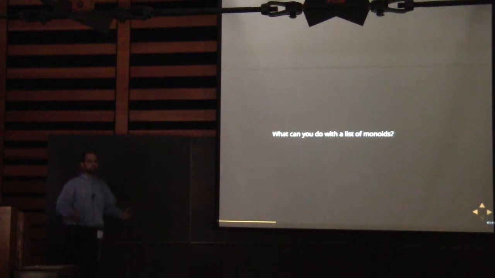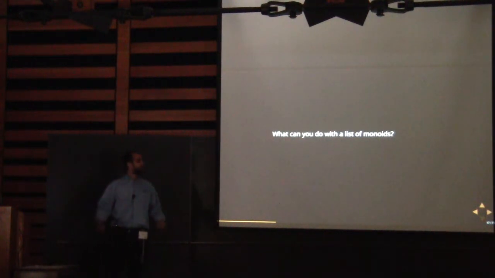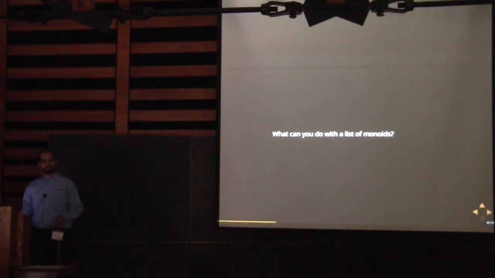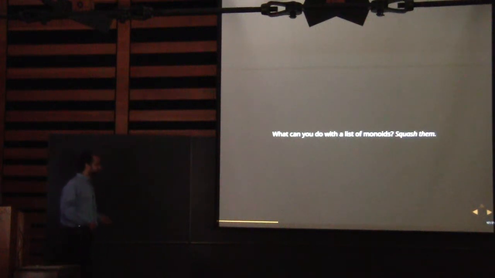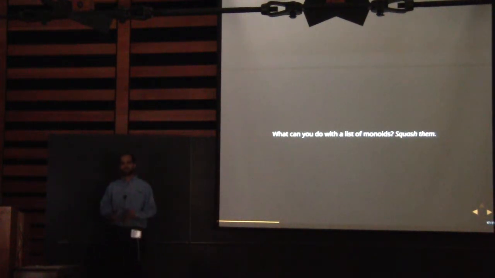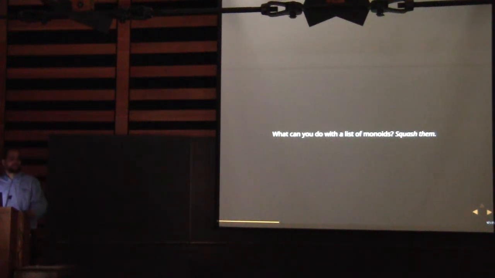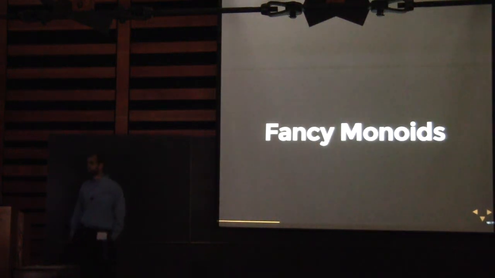If you have a list or a vector of monoids, what can you do with that? You can reduce it by repeatedly applying the combiner operation. Yeah. You can squash them all together. That's pretty much what you can do with monoids. There's not a heck of a lot. So let's look at some fancy monoids.